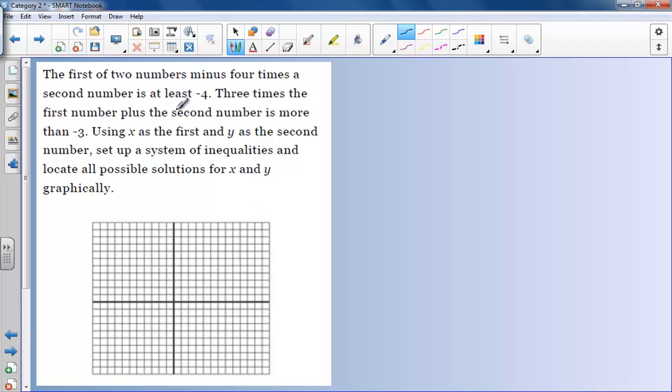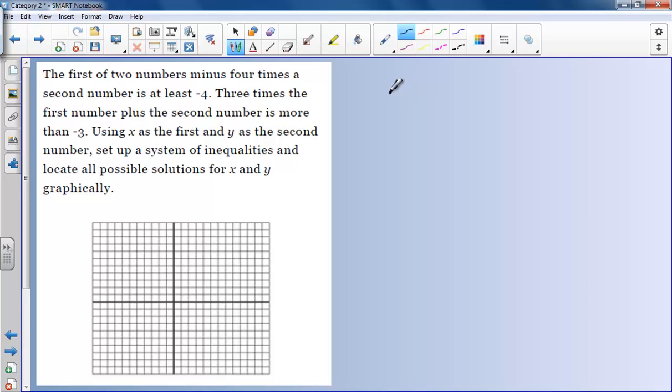We're also going to look at inequalities here. So this is an inequality problem. The first of 2 numbers minus 4 times a second number is at least -4. 3 times the first number plus the second number is more than -3. So we're going to use x is the first number, y is the second number.